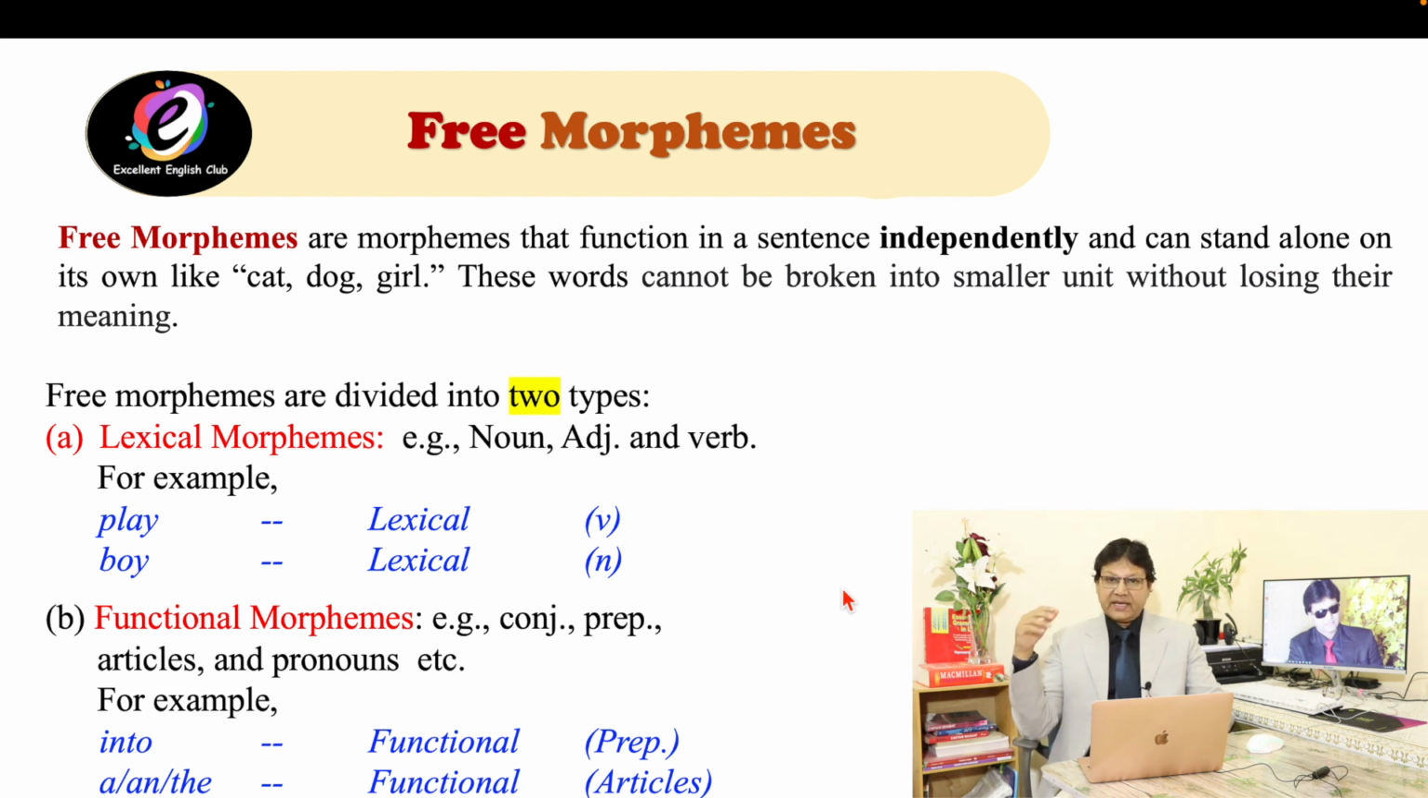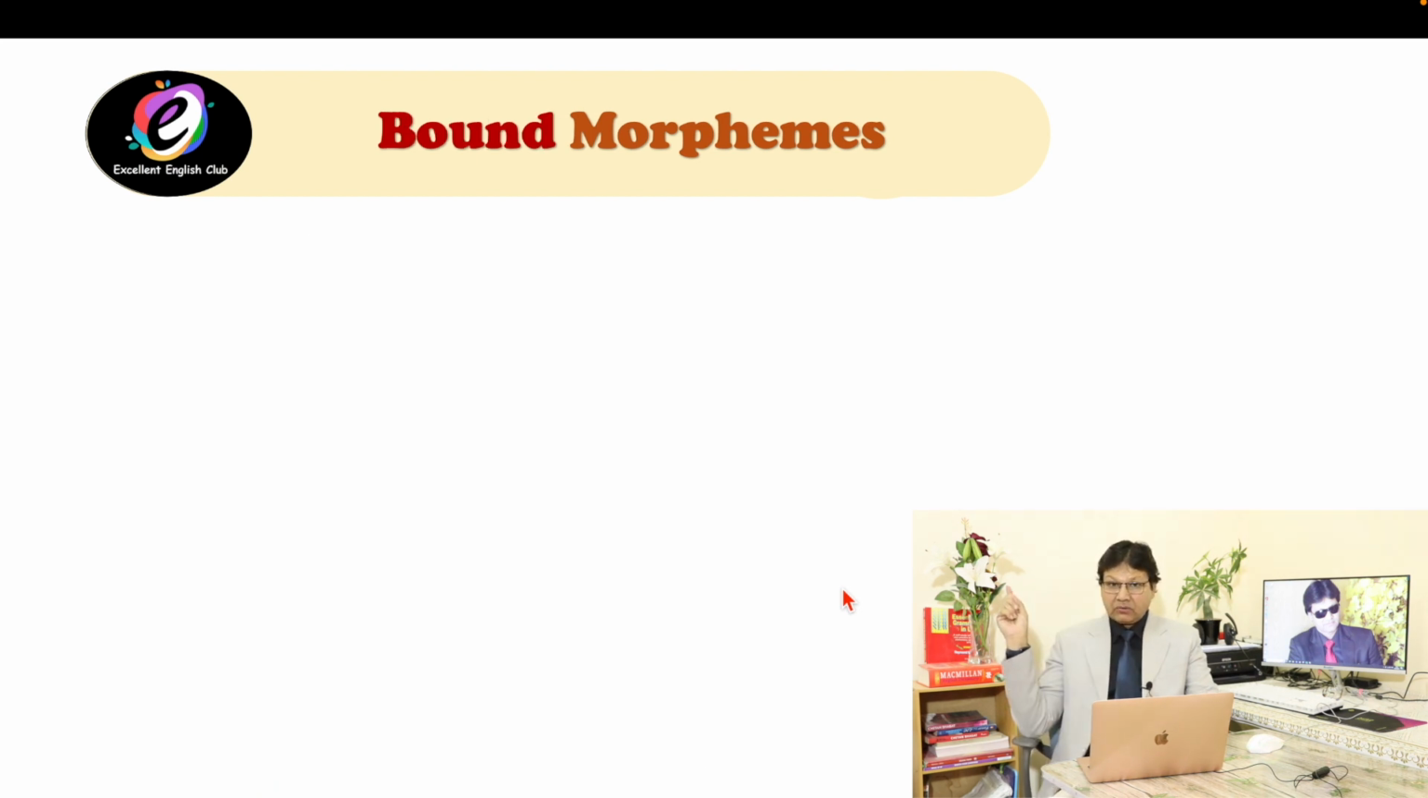So we can say that free morphemes are of two types. The first one is lexical morpheme, the other one is functional morpheme. But they can stand alone as a separate word. They don't need any help from another word. Now move to bound morpheme.